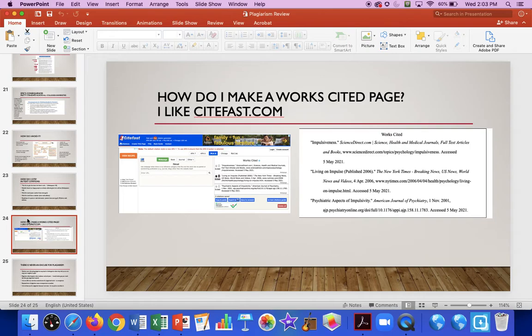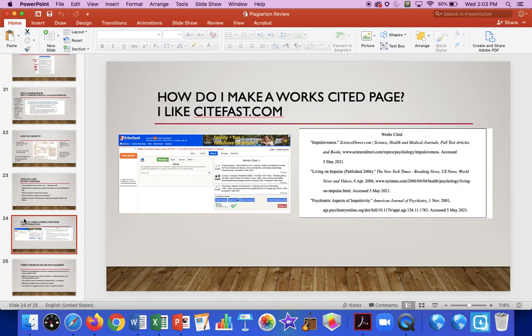Well, I like citefast.com. That's my favorite, but there's a lot of other options out there. I think Citefast is free and it's easy to use. You can make yourself an account. It's totally free, and then it'll save your stuff. As if you're making a big research paper, you can just keep plugging stuff into it and it'll save it for you. If you play with it for about a minute, you'll figure it out, I promise.